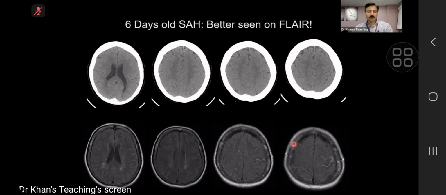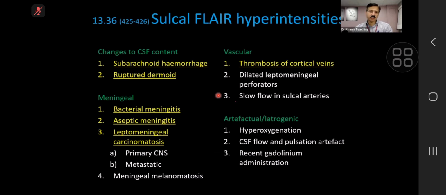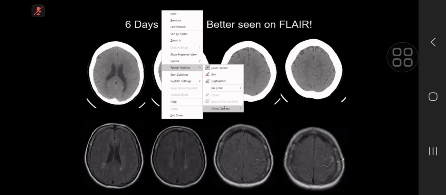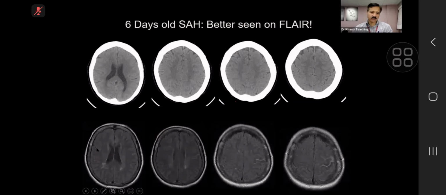Right. Okay. So the point is that this is from your Chapman, sulcal FLAIR hyperintensity. Please remember that on a FLAIR sequence the CSF has to be black, and then you get this high signal. So something is abnormal. Subarachnoid hemorrhage is one of the differentials. In this particular case, the explanation is that there was a bit of subarachnoid blood, which is no more visible because it is 6 days old and a bit diluted.